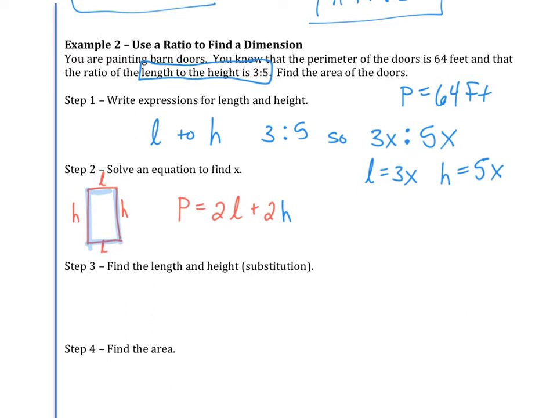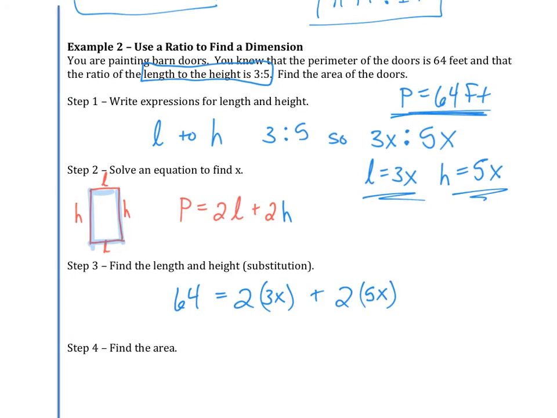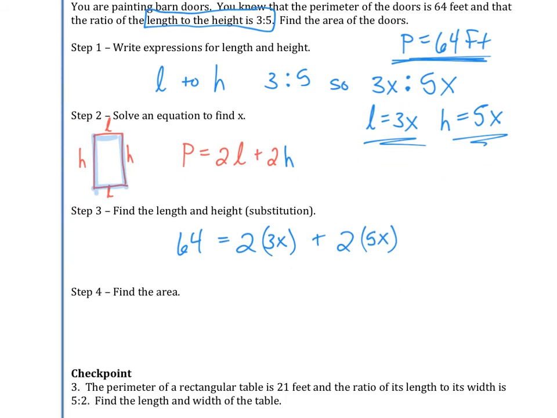Step 3, we're going to take the perimeter that we know, which is 64, and we're going to plug that in for P. So 64 equals 2 times the length. The length is 3x. Plus 2 times the height. The height is 5x. So 64 equals 2 times 3x plus 2 times 5x. We end up with 64 equals 6x plus 10x.